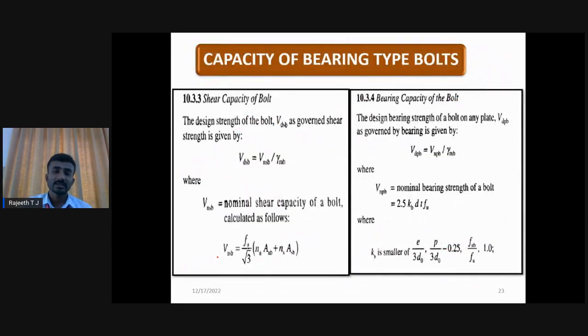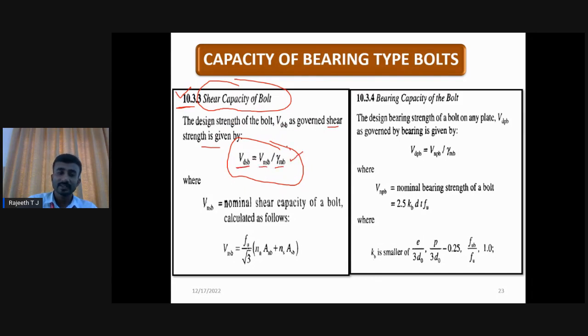The next thing: we just discussed different types of failure of bolted connections. In bolted connections we need to study the shear strength of the bolt, the bearing strength of the bolt, and also block shear strength. For the bolted joint, we should calculate the shear strength and the bearing capacity of the bolt individually according to the code. For the shear capacity of the bolt, according to clause 10.3.3 of IS 800, the formula is: the design shear strength of the bolt V_dsb, as governed by shear strength, is equal to V_nsb by gamma_mb.